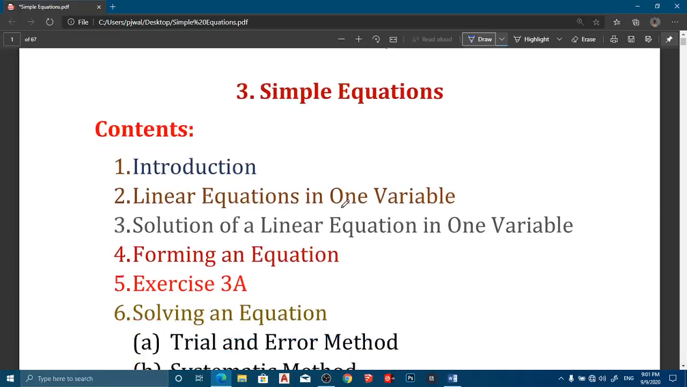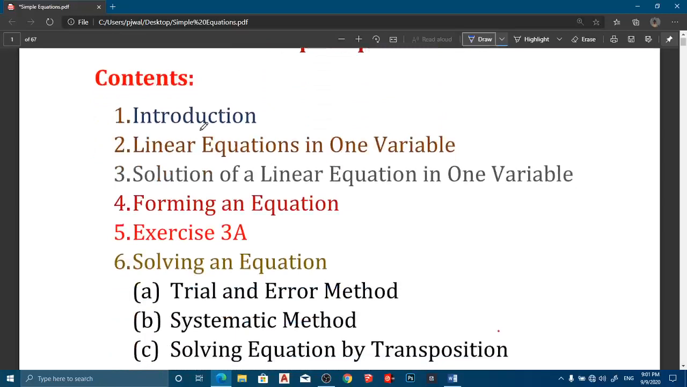So, what are the contents in this chapter you see here? First one is the introduction about equations. Next, definition and some explanation about linear equations in one variable. Next, the solution of a linear equation in one variable, how to solve that equation. Some concepts will be explained here. And forming an equation by using mathematical statements, how to convert a statement into an equation, we will learn here. Next, exercise 3a based on these concepts.